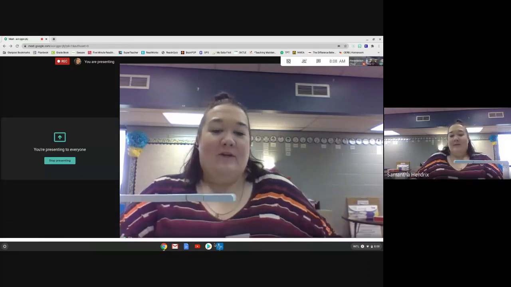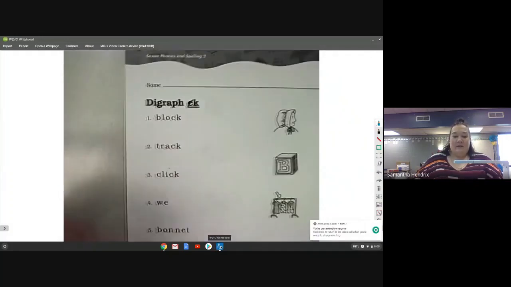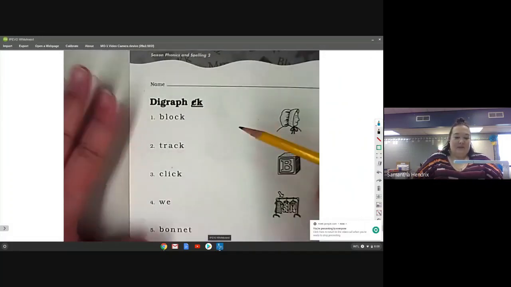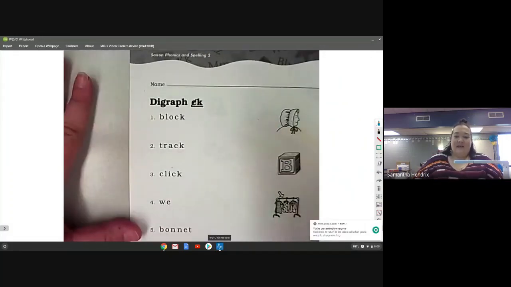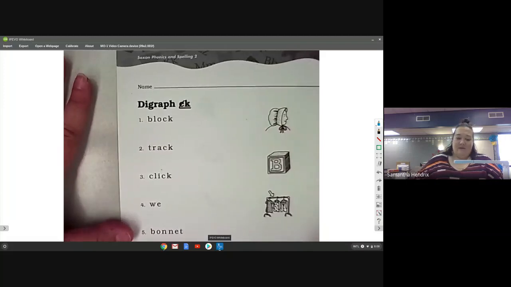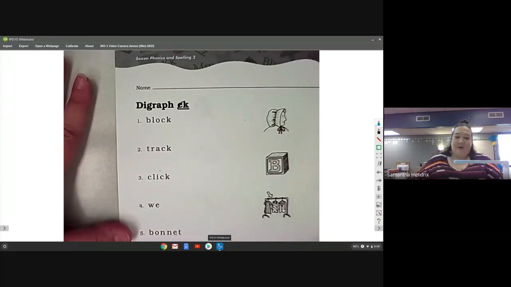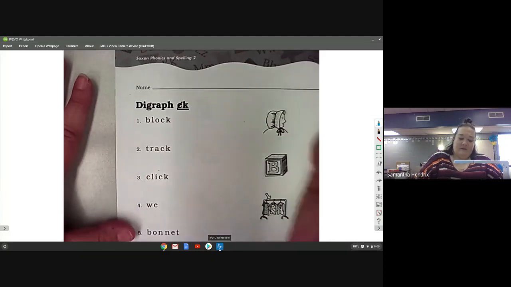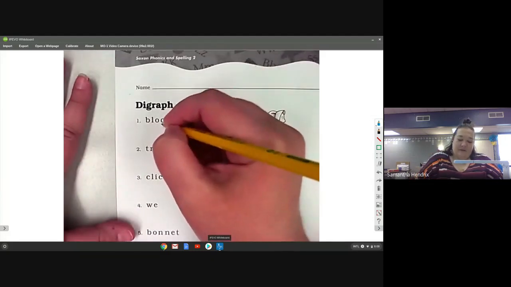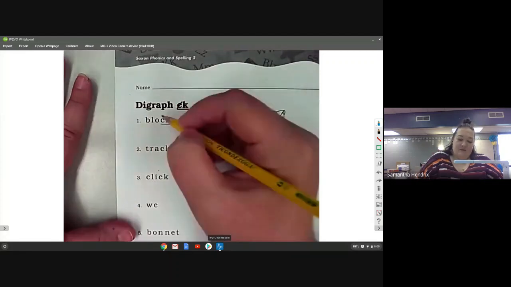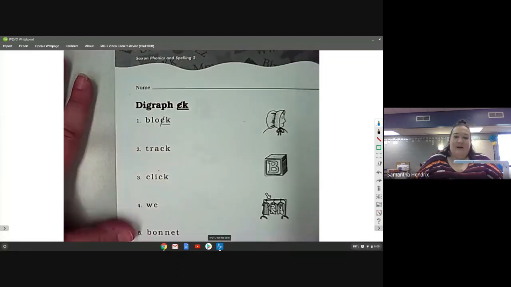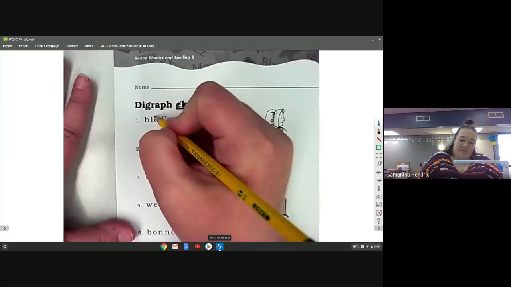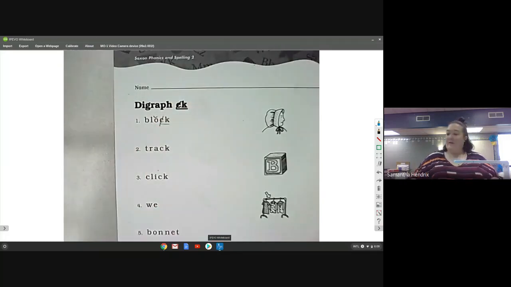Okay, so I'm going to share my screen and we're going to go over digraph CK. So this was yesterday's lesson. Okay, so what we're doing is we're coding and then drawing our pictures. So on 1, you should have CK, that digraph, okay? And then the O.